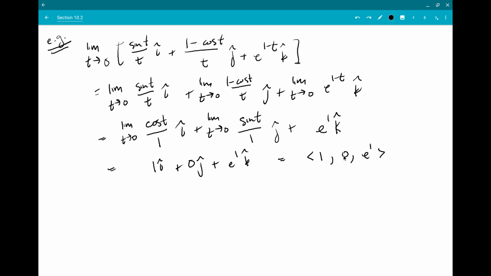Your practice problem is going to be one of these that requires the derivatives from L'Hopital's rule to compute the limit. It won't be exactly like this. It'll be different functions, I think.